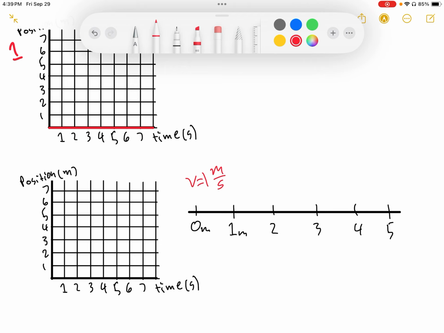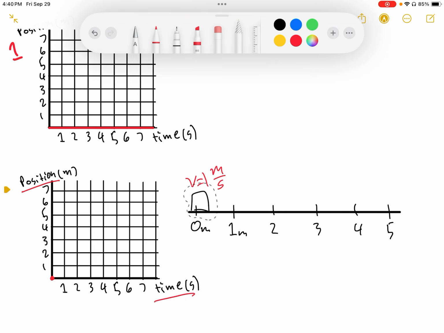Okay. Now, if the object's moving at 1 meter per second, I'm going to think about my stopwatch. So at 0 seconds, our object's at zero. So let's make a point for that, right? At a time of 0 seconds, our position is zero, right? Then let's see, if it moves 1 meter per second, let's check our stopwatch, right?